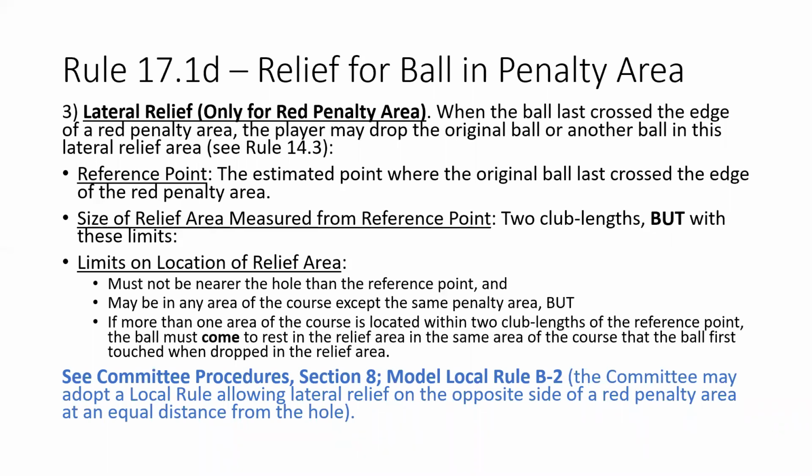And again, this is only available for red penalty areas, not for yellow. The easiest way to get DQ'd is to take 2 club lengths from yellow, because 99 times out of 100, you're going to get DQ'd if you do that.